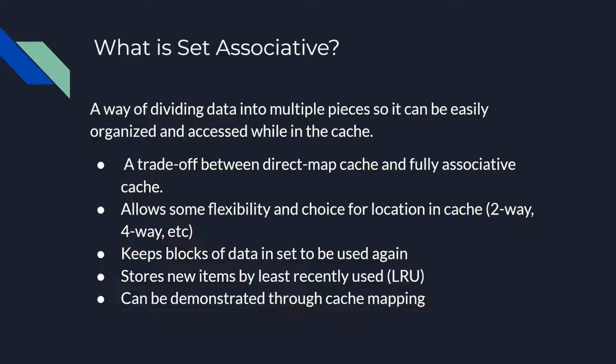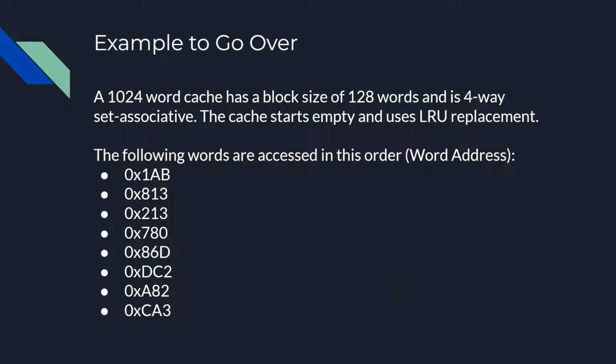This comes from the two-way, the four-way, etc. It keeps blocks of data in the set to be used again. It stores new items by least recently used, and it can be demonstrated through cache mapping, which is what we're going to do here. So the example we're going to go over: a 1024 word cache has a block size of 128 words and is four-way set associative.